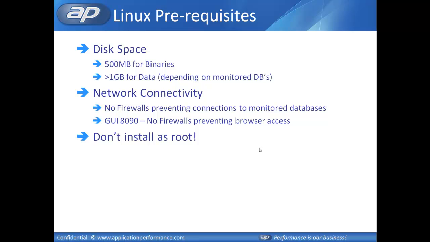The machine that's running DBTuna needs connectivity to the databases that you want to monitor, so make sure there are no firewalls in the way preventing the connection. Also, the DBTuna user needs to be able to connect through to port 8090 on that machine in order to look at the data through the user interface.